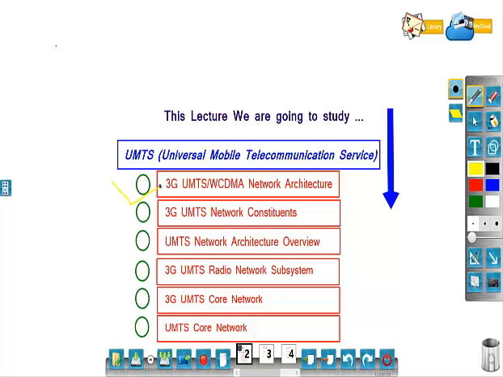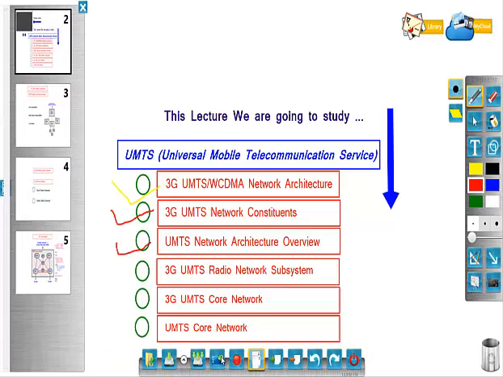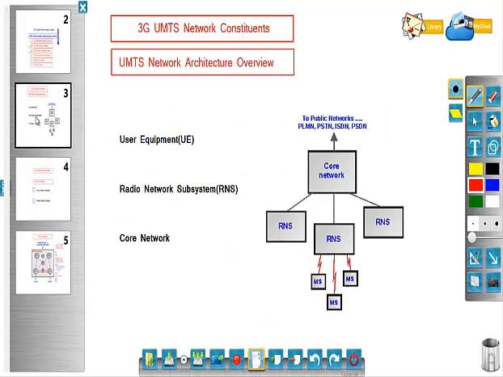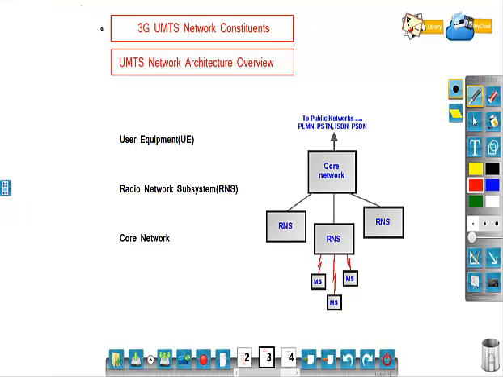So this is all about the 3G UMTS WCDMA network architecture. This is just basic info. We'll get into the details of it. Next we'll move on to the second section, the 3G UMTS network constituents and UMTS network architecture overview. So first we'll cover 3G UMTS network constituents.